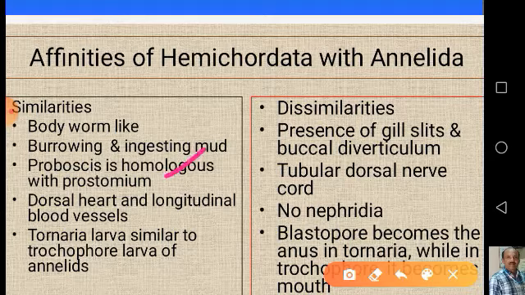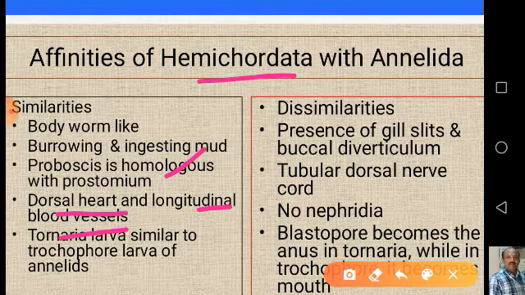Now coming to the next characteristic feature, the heart is dorsal, like that of most of the invertebrates. In annelids the heart is also dorsal, and the dorsal heart and longitudinal blood vessels are present. Even in the annelids, longitudinal blood vessels, dorsal blood vessel, ventral blood vessel and other blood vessels are present. Here also a dorsal heart and longitudinal blood vessels are present. Then the Tornaria larva, which is present in the Hemichordata, is similar to the Trochophore larva of annelids. So all these similarities suggest that there are affinities of the Hemichordata with the Annelida.